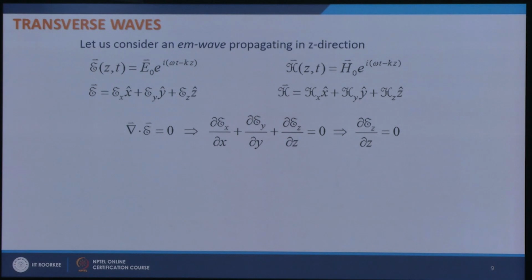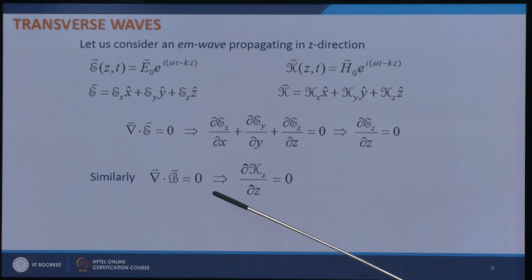One thing. Second, I use this Maxwell's equation, del dot B is equal to 0. So, similarly, it will also give me that ∂Hz/∂z is equal to 0. So, these solutions of the differential equations, the wave equations which I got earlier, now if I put these solutions into these Maxwell's equations, then they give me ∂Ez/∂z is equal to 0 and ∂Hz/∂z is equal to 0.